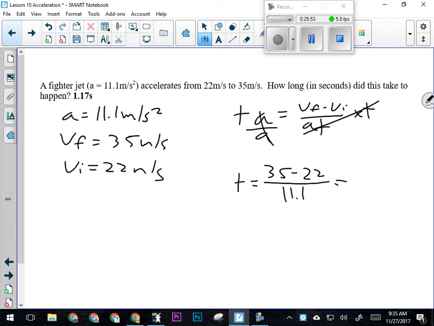All right. Does that make sense? Yeah. Having trouble in the calculator? Top's got to be in brackets.